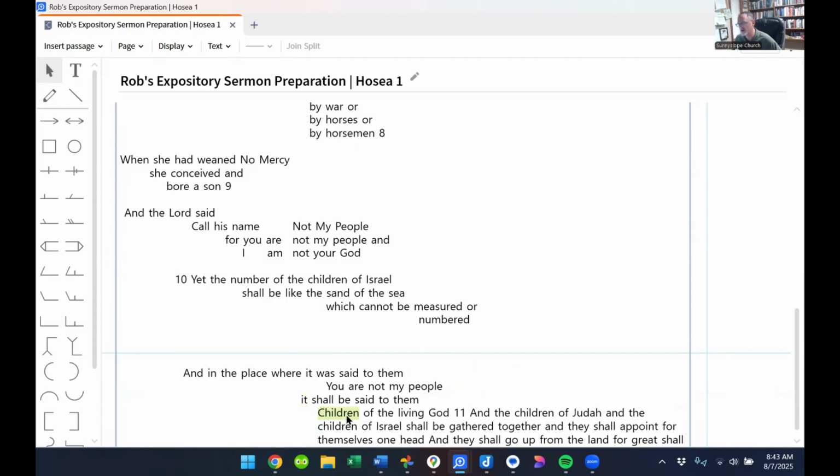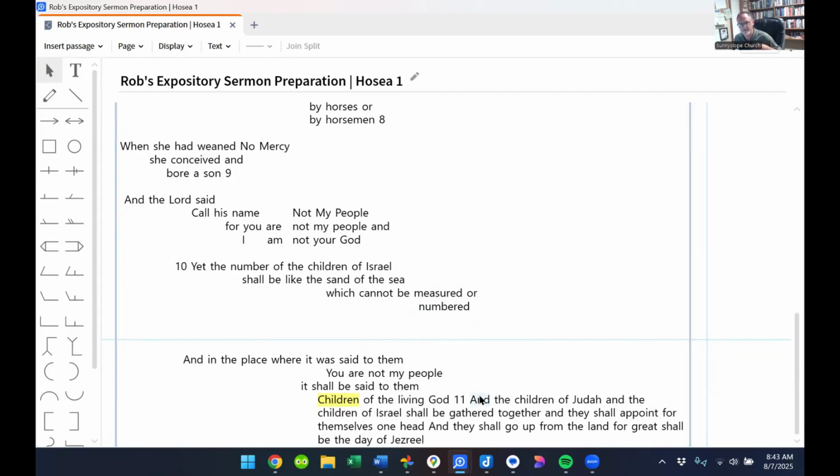So the text ends with what looks like a real promise. The whole text is about these indictments that God is handing down against his people. There's judgment and warning and God's heartache. But then the text ends with promise, and it ends with hope. The language of sand on the seashore, children of the living God, that's covenant language that says that God is still faithful to the promise that he made to his people. We have to make note of that. That's going to be really, really important.